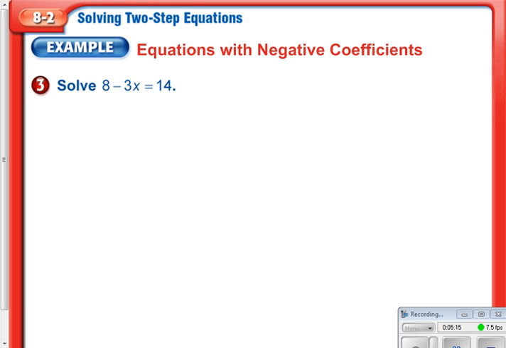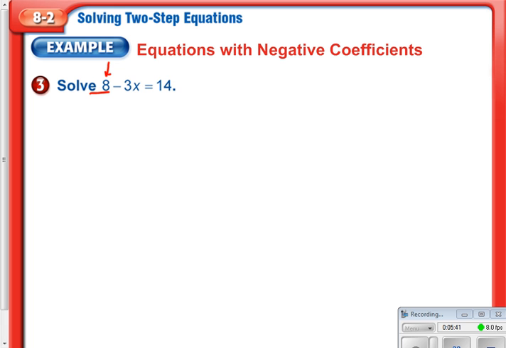Example 3, we have 8 minus 3x equals 14. In this problem here, this is the side that we need to take care of. That's the side with our variable. Here's our variable. We know that -3 is being multiplied into x, and 8 here is positive, so 8 is really adding into -3x. So how would we get rid of the positive 8?